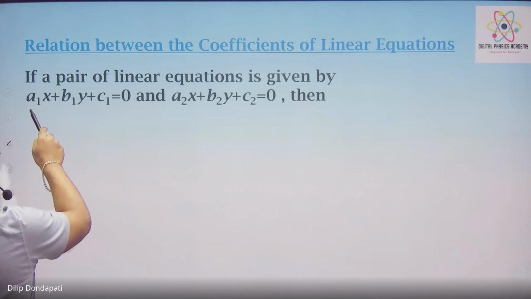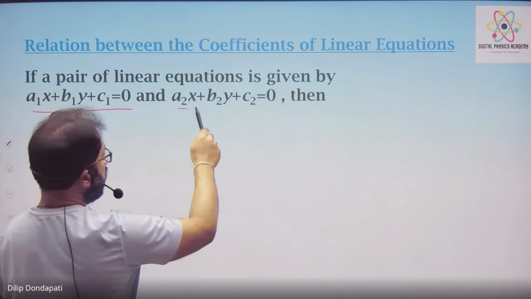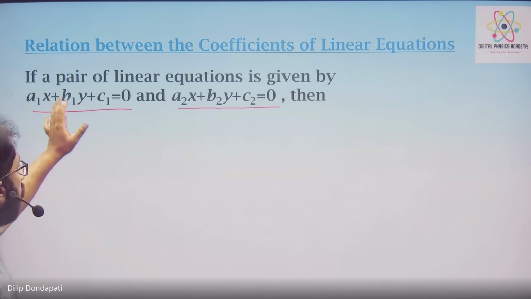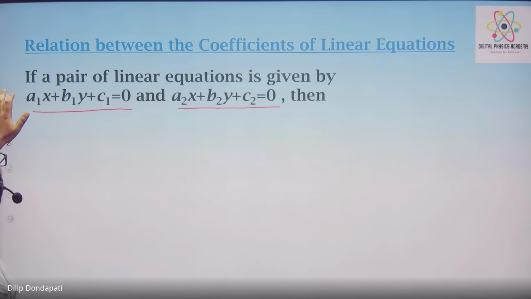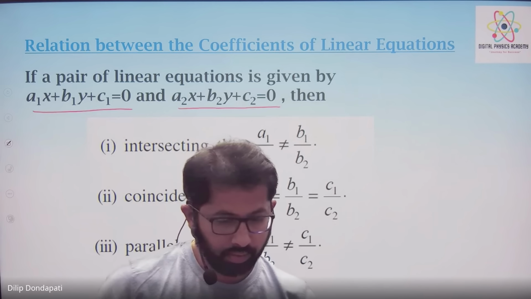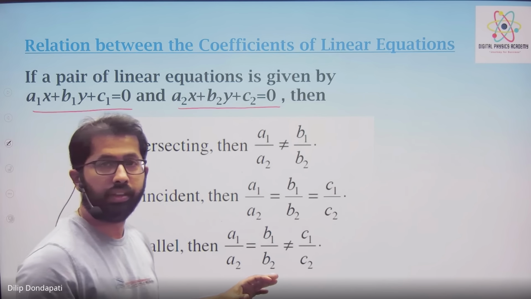There are two equations, right? A1x plus b1y plus c1 equal 0. A2x plus b2y plus c2 equal 0. Now some relationship we get from this and we can tell directly by this. Okay. So what is the relationship between the two?